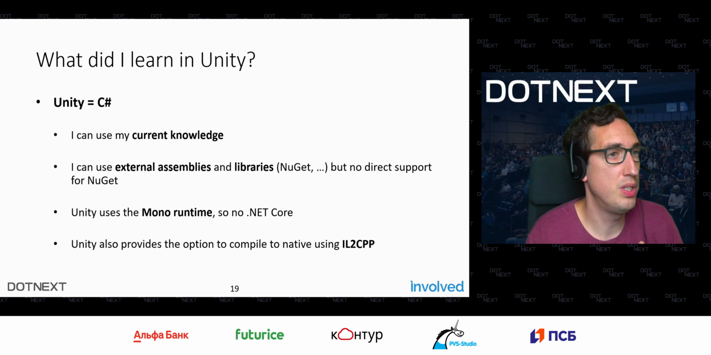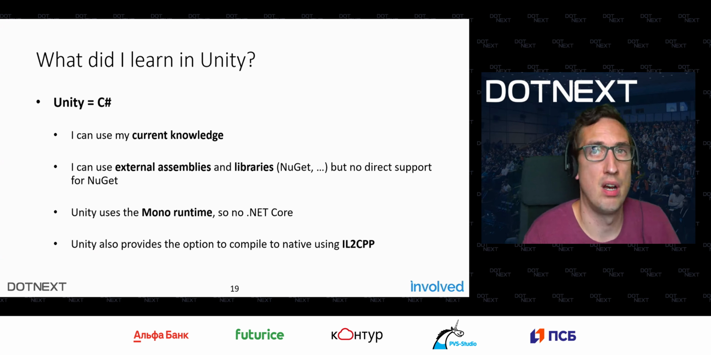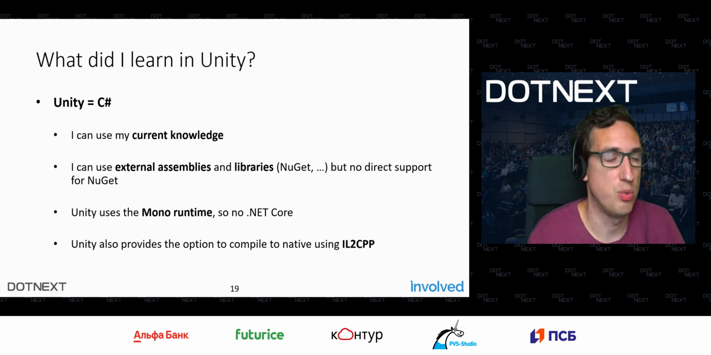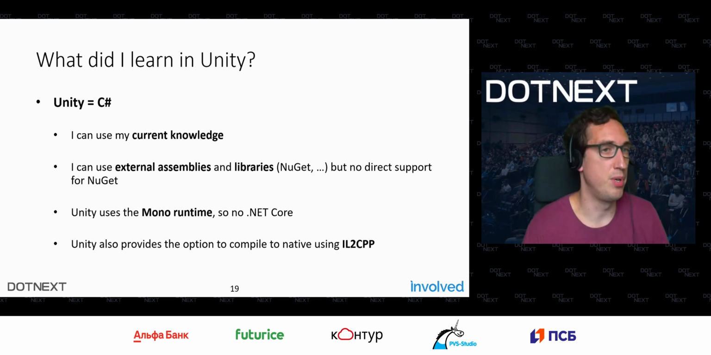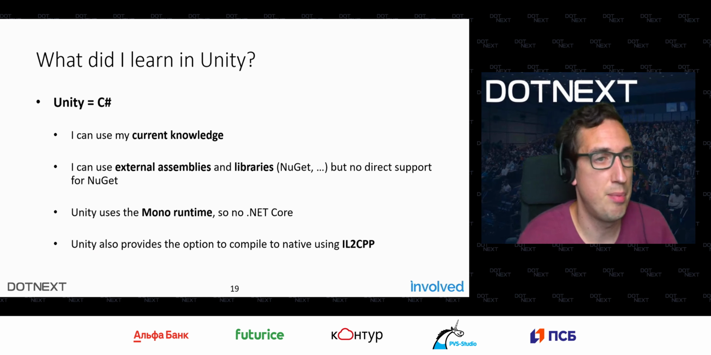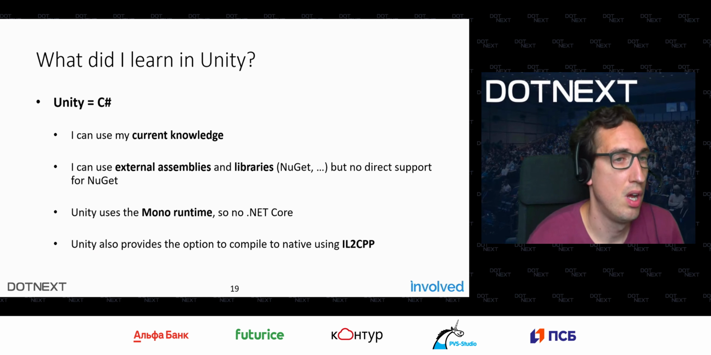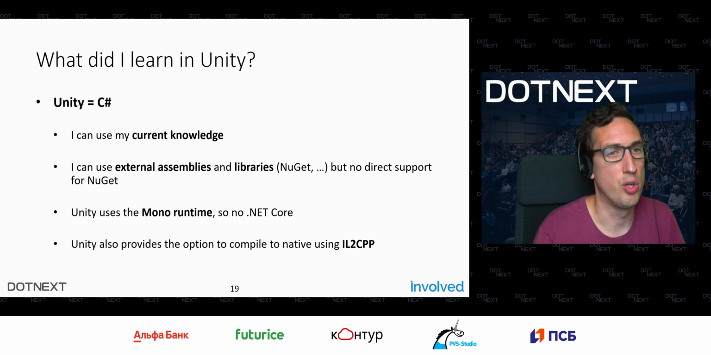What did I also learn? Unity is C#. So for me, as a long-time C# developer, this was just perfect. I can use my current knowledge. I can use whatever I know in C#. I can use my generic knowledge from C#. I can use await async, whatever. It just works. I can also use external libraries if I want, because I'm basically writing C# and .NET code. I can use external libraries from NuGet or from wherever. And this is what I did with the API backend communication. So I'm not writing the API communication myself.